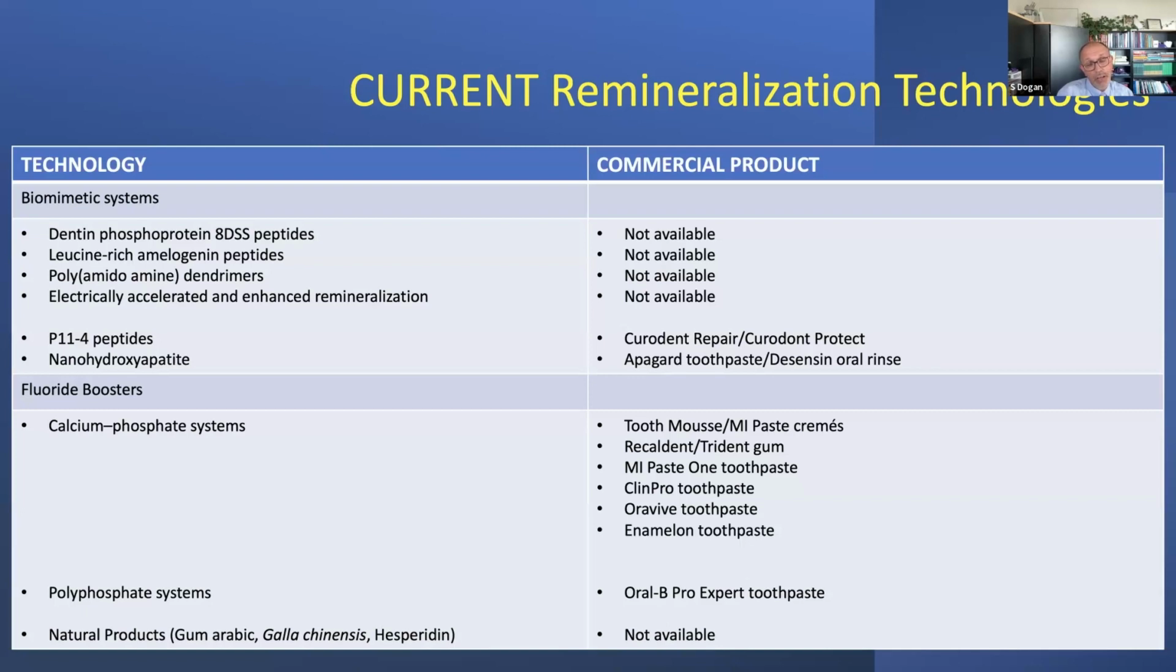And a lot of natural products also, gum arabic, Galla chinensis, hesperidin, I can add beeswax and other natural products. Not really available. Maybe you can find them on Amazon, but their clinical studies are not well designed. We don't have enough good clinical evidence. They are promising products. I wouldn't just eliminate them immediately. I'm a believer in nature.